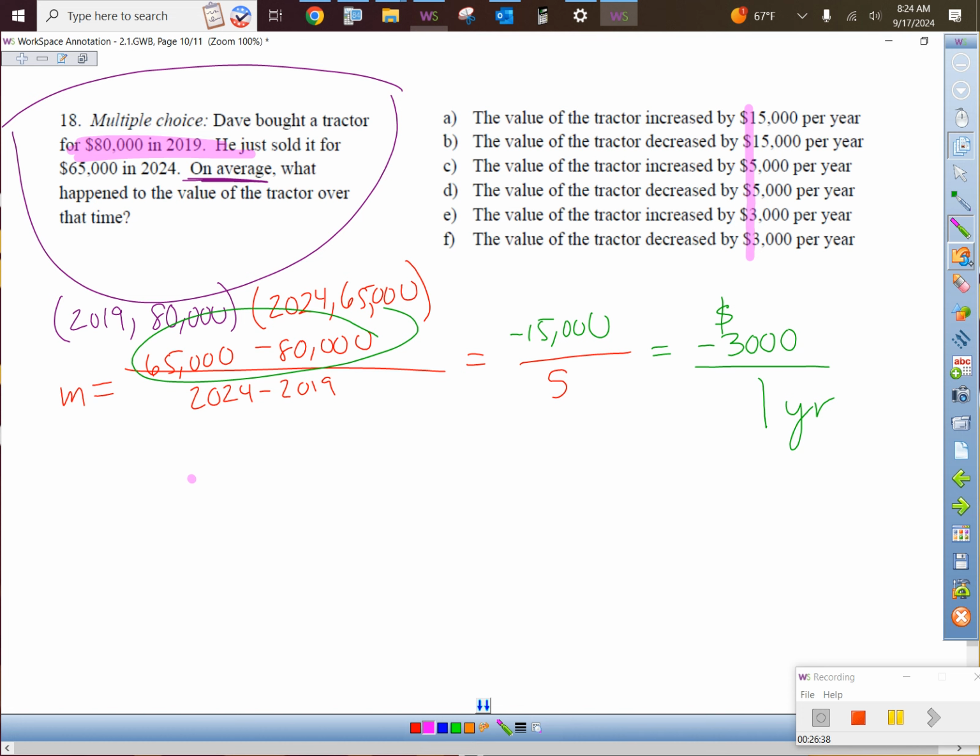Our answer was negative 3,000, and to the naked eye, it looks like none of those choices are correct because I don't see any negative 3,000s. What's another thing we could do for the negative? Decreased by $3,000 per year. Are we okay with that?